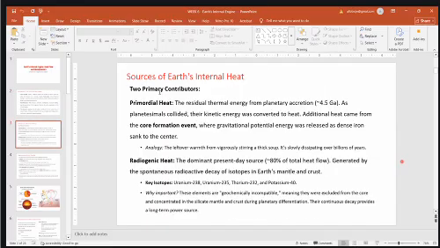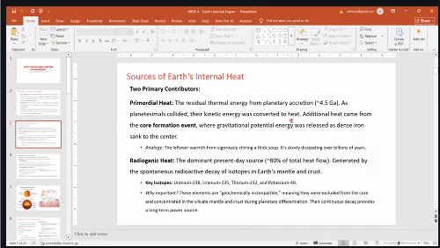There are two primary contributors to this heat. We have the primordial heat. These are the residual thermal energy from planetary accretion, as planets add more layers. And this goes as far back as 4.5 giga annum, years. It has been as old as that. As the planets or planetesimals, the smaller planetary bodies, collide, their kinetic energy was converted to heat.